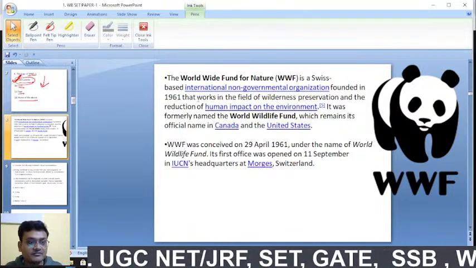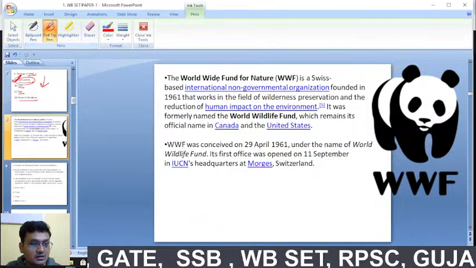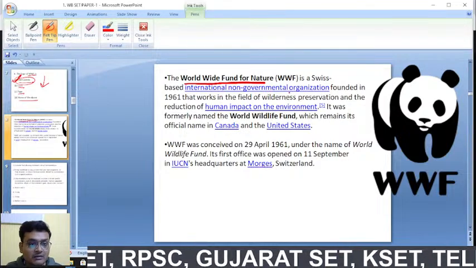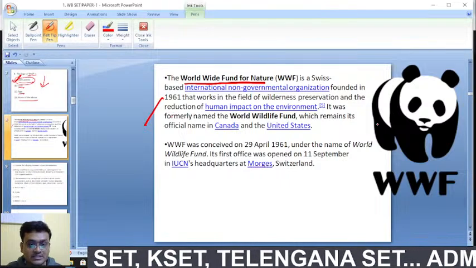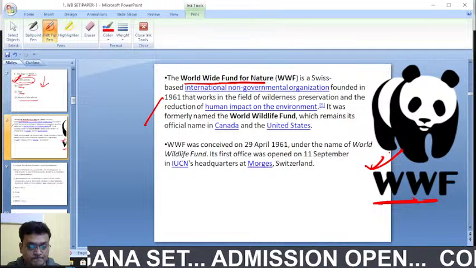Here you see the full form of World Wide Fund for Nature. World Wide Fund for Nature is a Swiss-based international non-government organization founded in 1961. The logo of WWF is the giant panda.